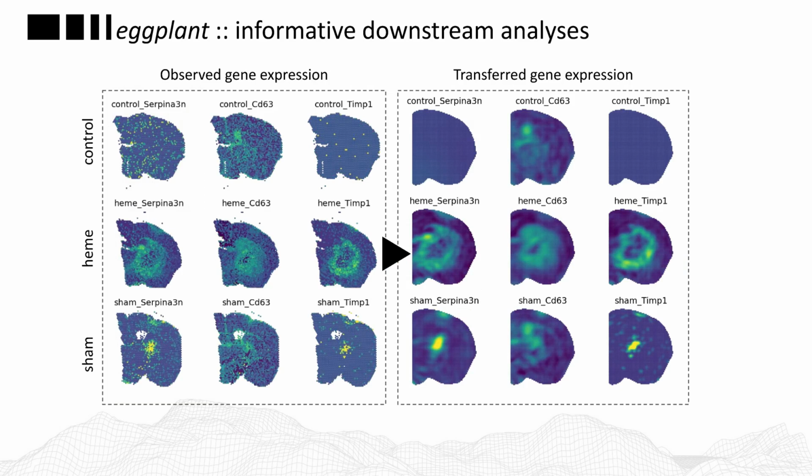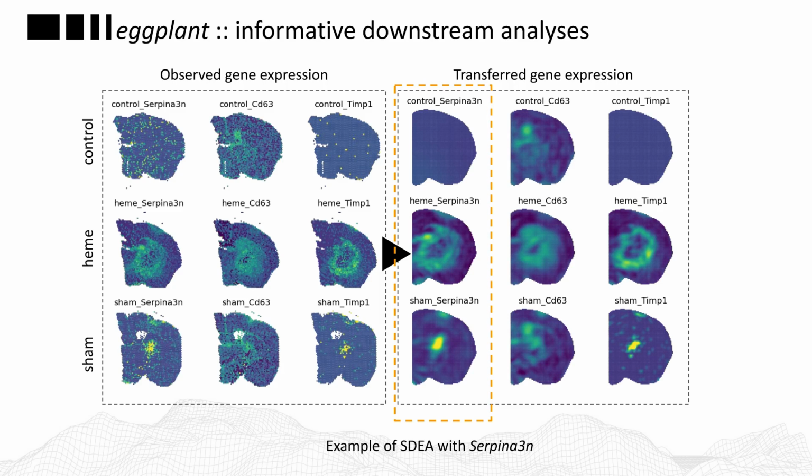So again, to the left we have the observed gene expression of these three different genes for three different conditions. And in the right part you have the transferred gene expression for the same three genes in the same three different conditions. But now you can see how all of the information inhabits the same spatial domain. And I'm now going to introduce to you a kind of analysis that we call spatial differential expression analysis.